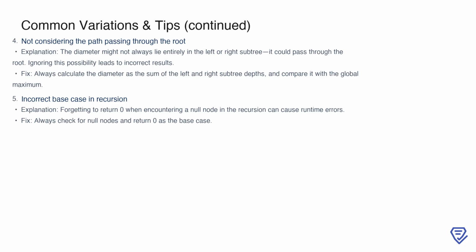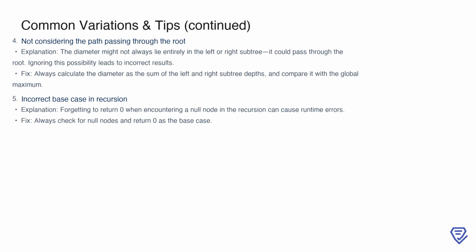The diameter of a binary tree doesn't always lie entirely within the left or right subtree, it could span across both subtrees and pass through the root. Ignoring this possibility can result in an incomplete solution. To fix this, ensure that your calculation for the diameter includes the sum of the depths of the left and right subtrees at each node, and then compare this value with the global maximum diameter.